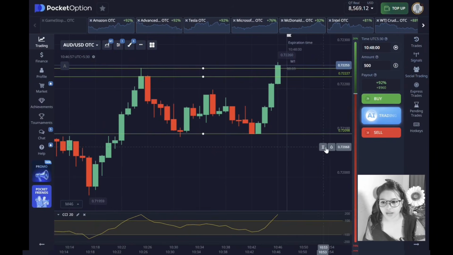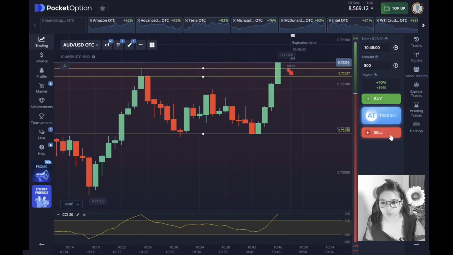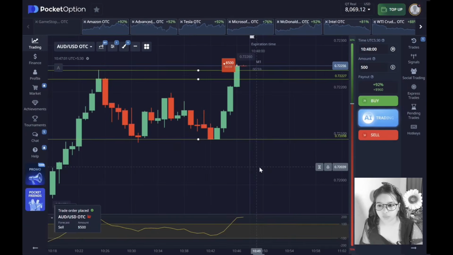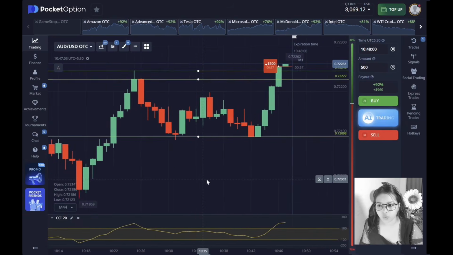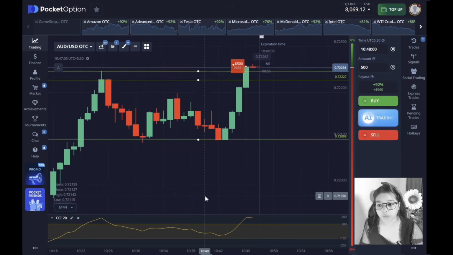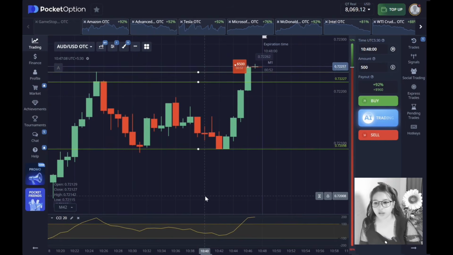Okay. After that, the CCI indicator has become quite bullish, so it should come down here. That's why I've placed a trade in the downward direction here. Okay. Now here, there's a double confirmation as to why I should place a trade for the downward direction.